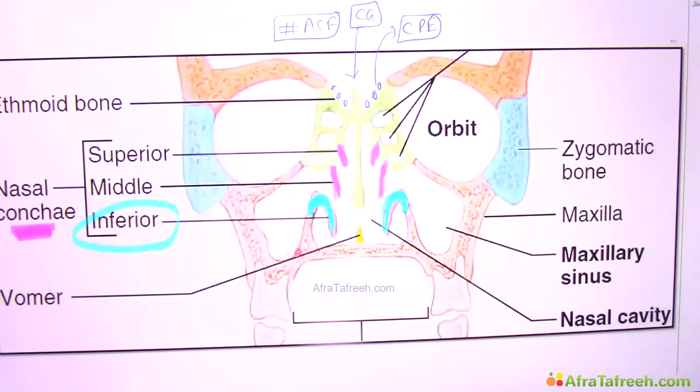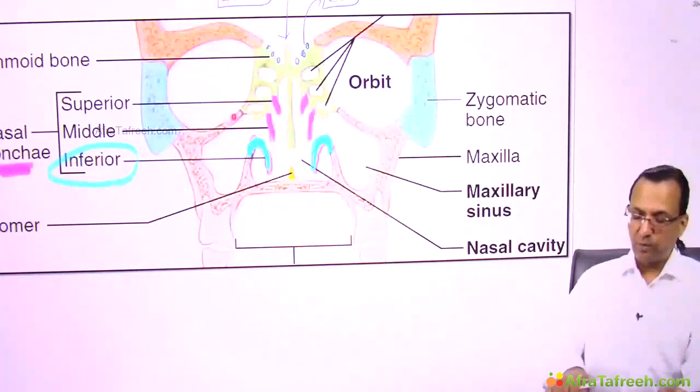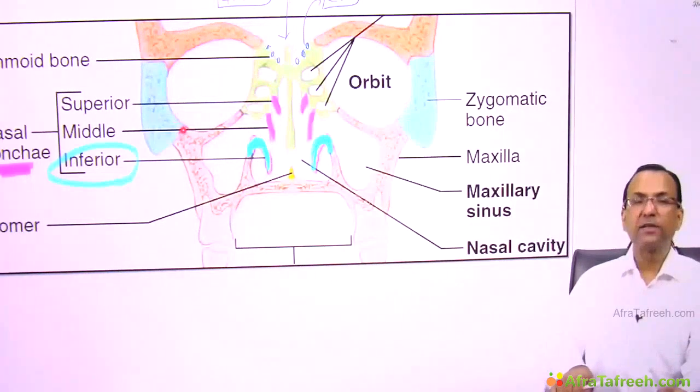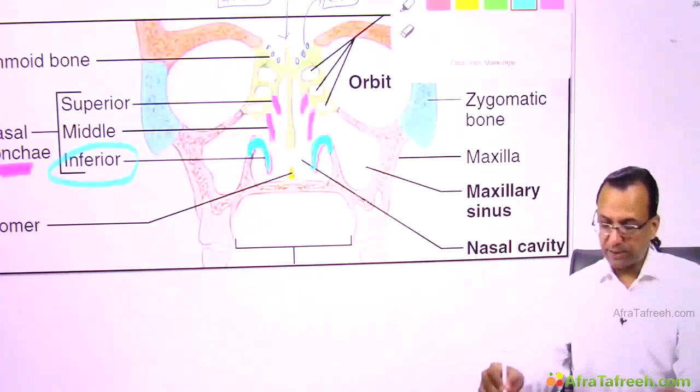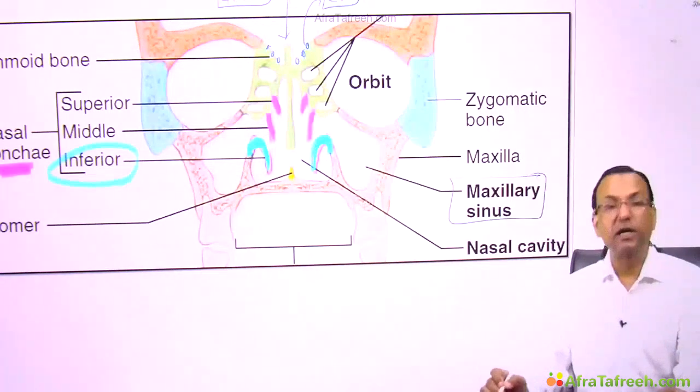And what is this maxilla bone doing? Maxilla bone is forming the floor and the medial wall of the orbit. Yes. And it is also forming the wall of the maxillary sinus. Oh, this is maxillary sinus now? Yes, this is maxillary sinus inside the maxilla bone.